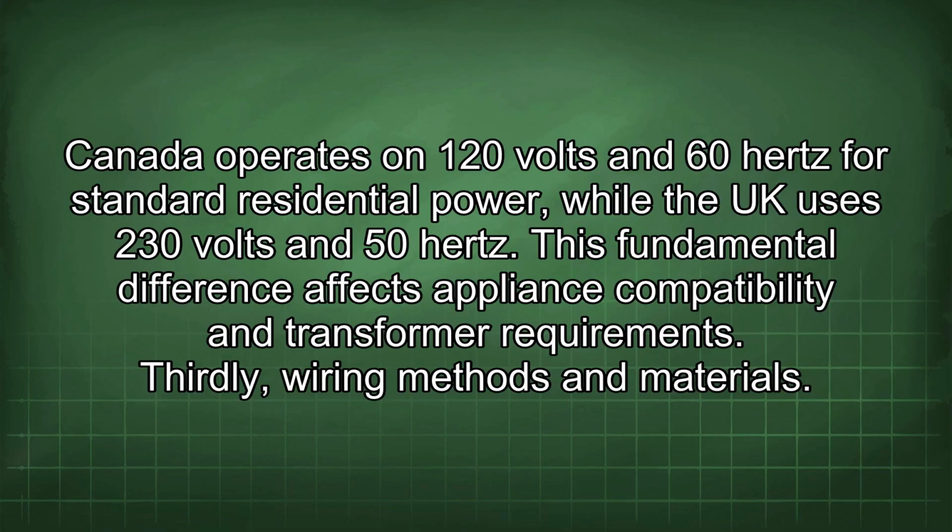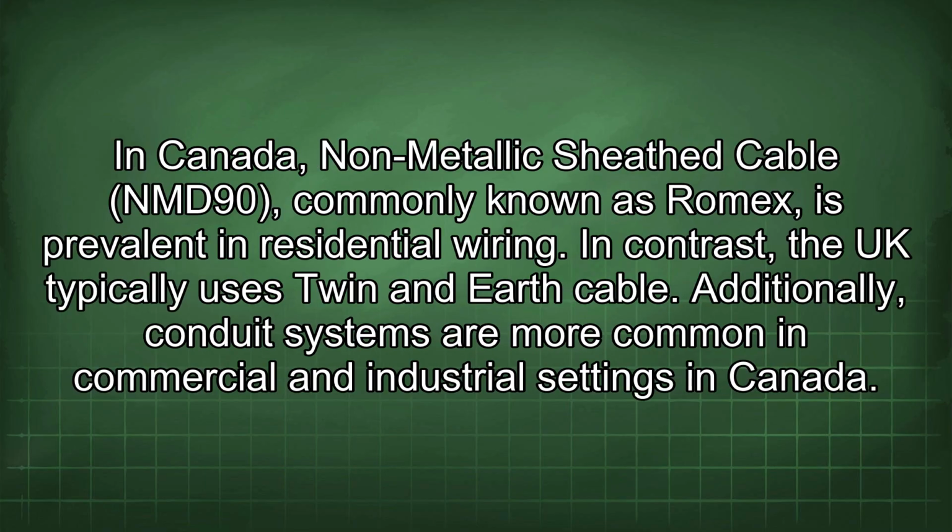Thirdly, wiring methods and materials. In Canada, non-metallic sheath cable NMD90, commonly known as Romex, is prevalent in residential wiring. In contrast, the UK typically uses twin and earth cable. Additionally, conduit systems are more common in commercial and industrial settings in Canada.